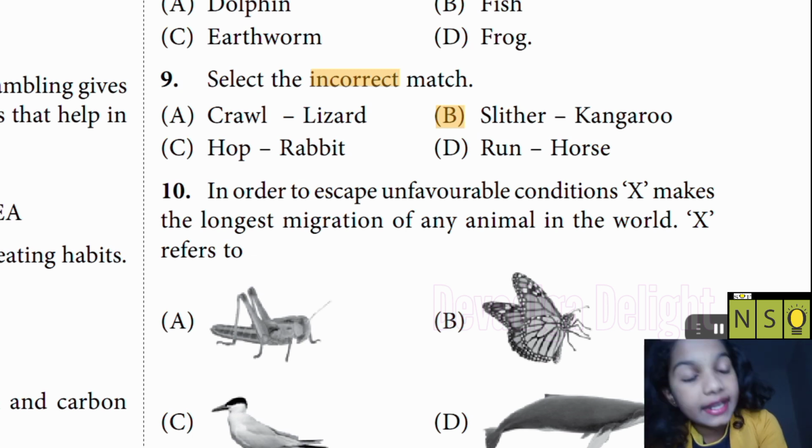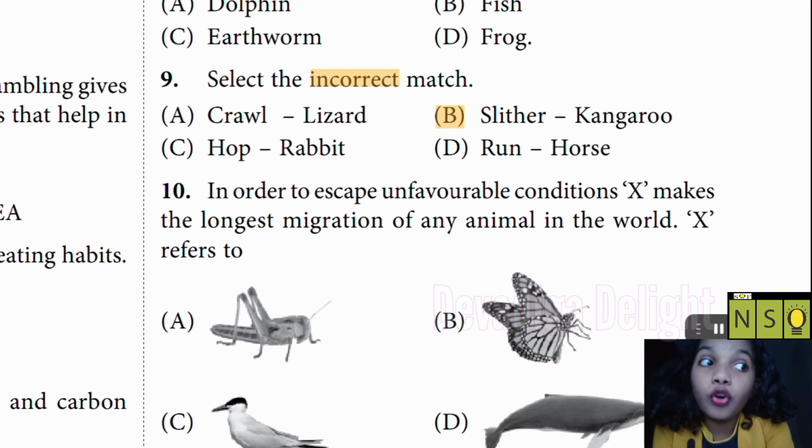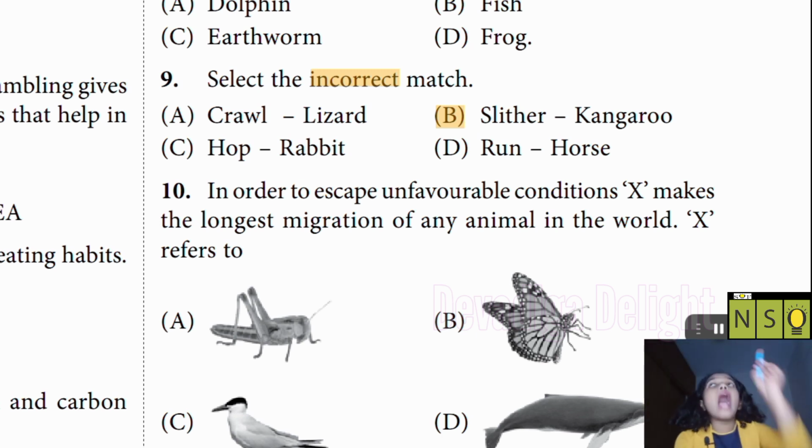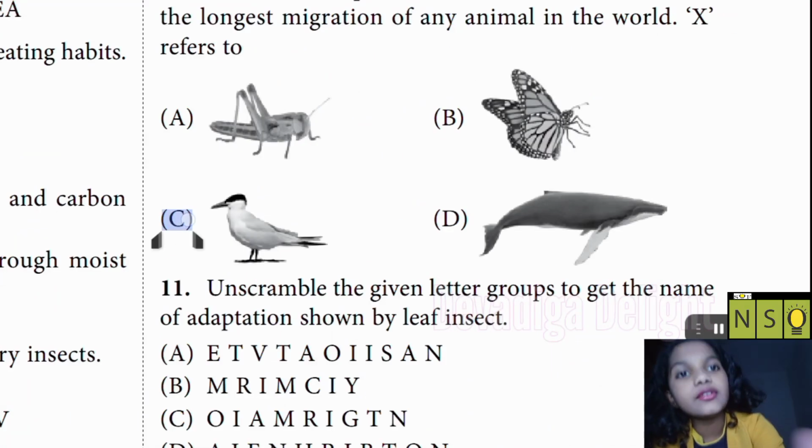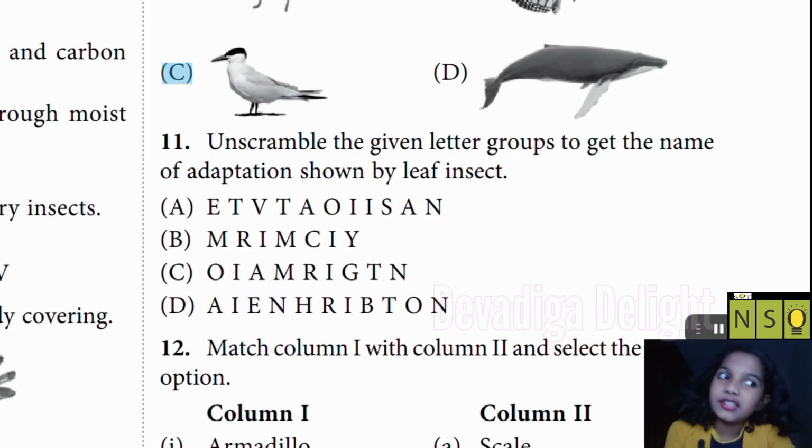Now if you see the Arctic tern, it goes all the way from Arctic to Antarctic and Antarctic to Arctic, which makes it the longest migration of any animal. It also travels 71,000 kilometers. Wow! I forgot to highlight. So the Arctic tern is the right answer, which is also C.